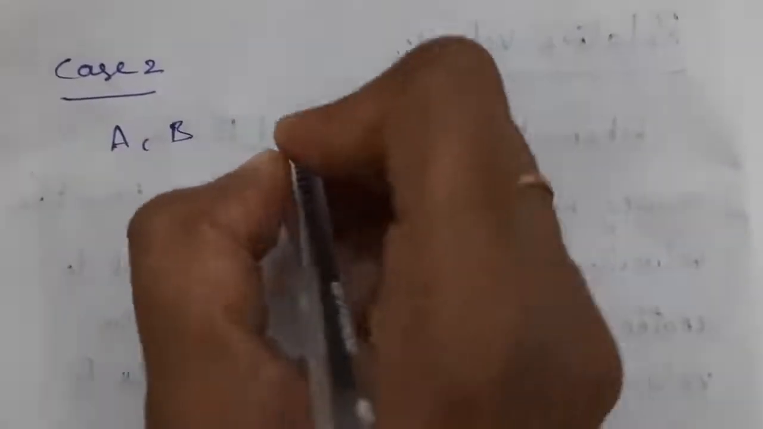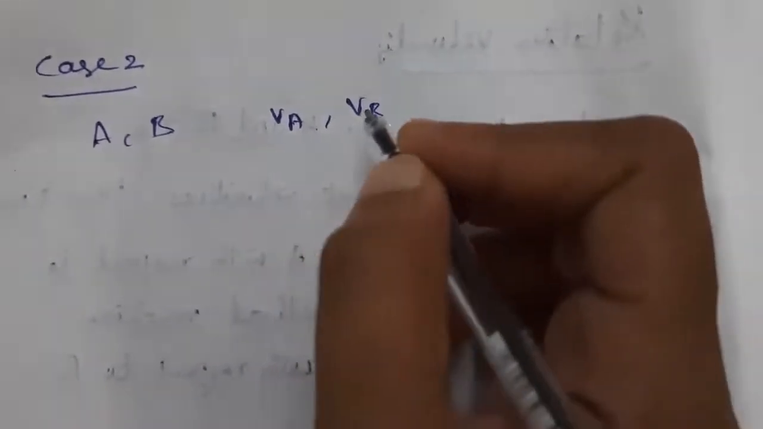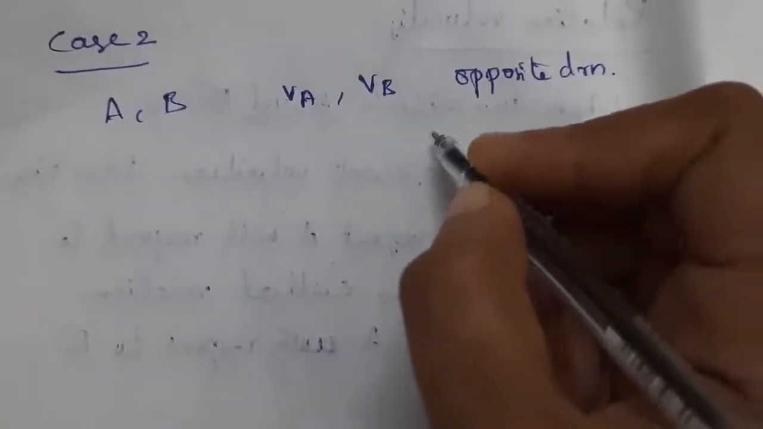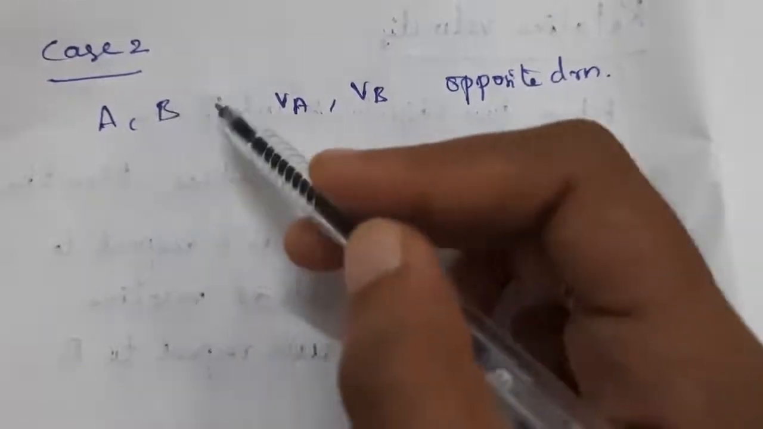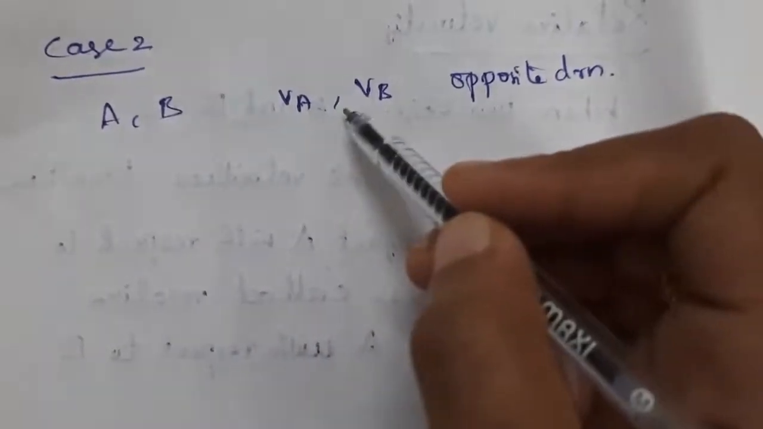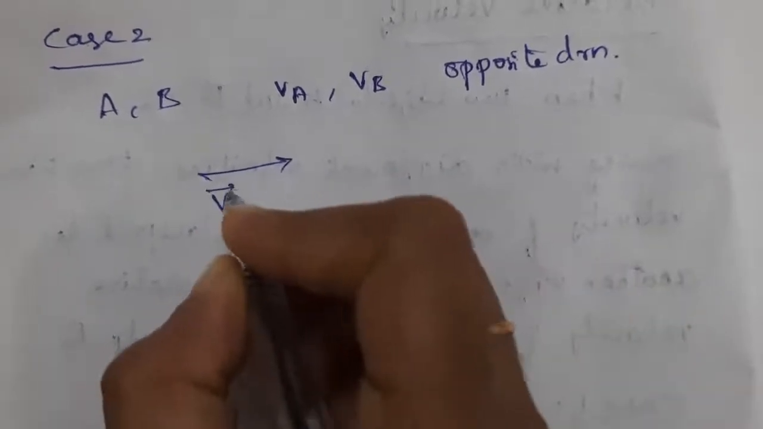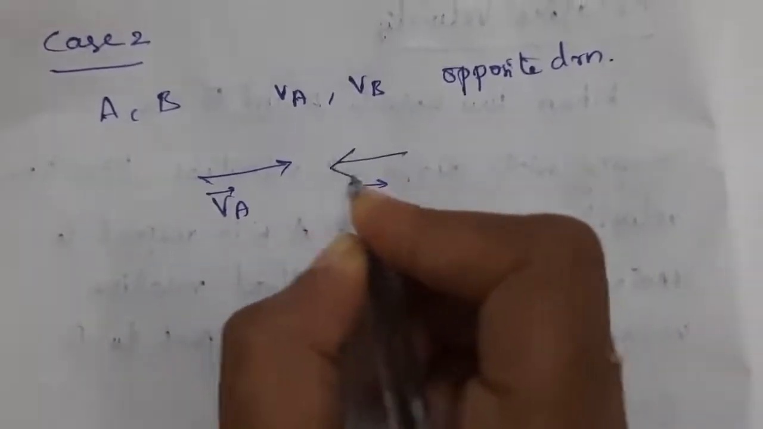Case 2. Consider two objects A and B moving with uniform velocities VA and VB along the same track but in opposite directions. First case we have discussed about the same direction. Here the objects A and B are moving with uniform velocities VA and VB along the same track but in opposite directions. That is, VA may be in this direction and the VB vector in this opposite direction.